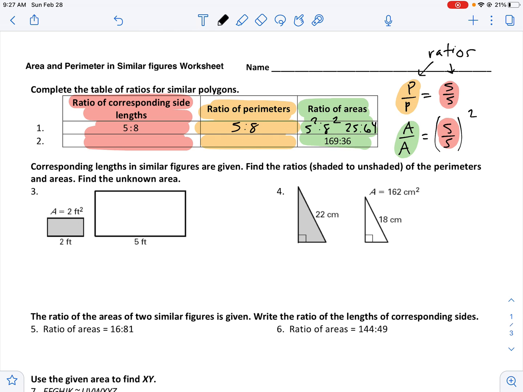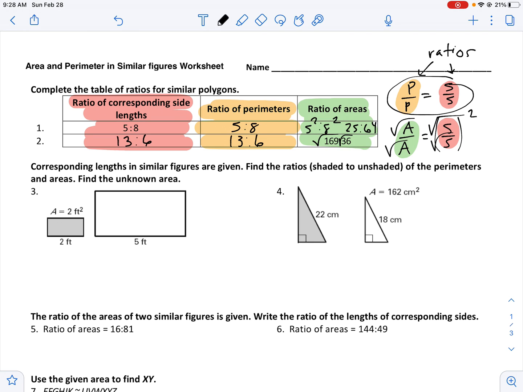Now we can also go the other way. If we know the area, to find the side we just take the square root. So this is the square root of 169, which is 13, and the square root of 36, which is 6. Now we know that the side and perimeter are equal, so this is also going to be 13 to 6. Okay, so let's do some problems, and let's use these to find perimeters, areas, missing perimeters, missing areas.